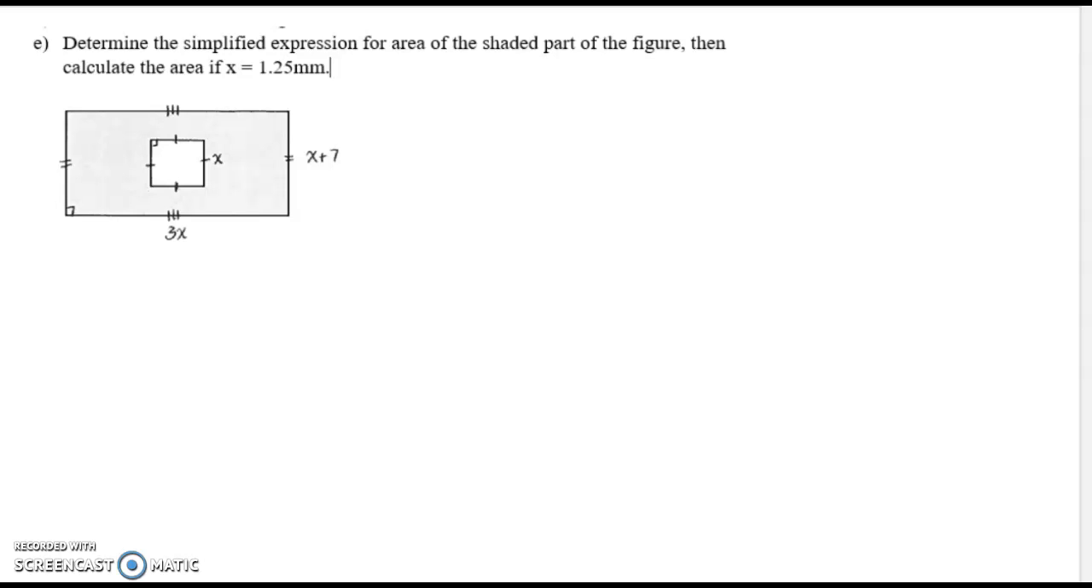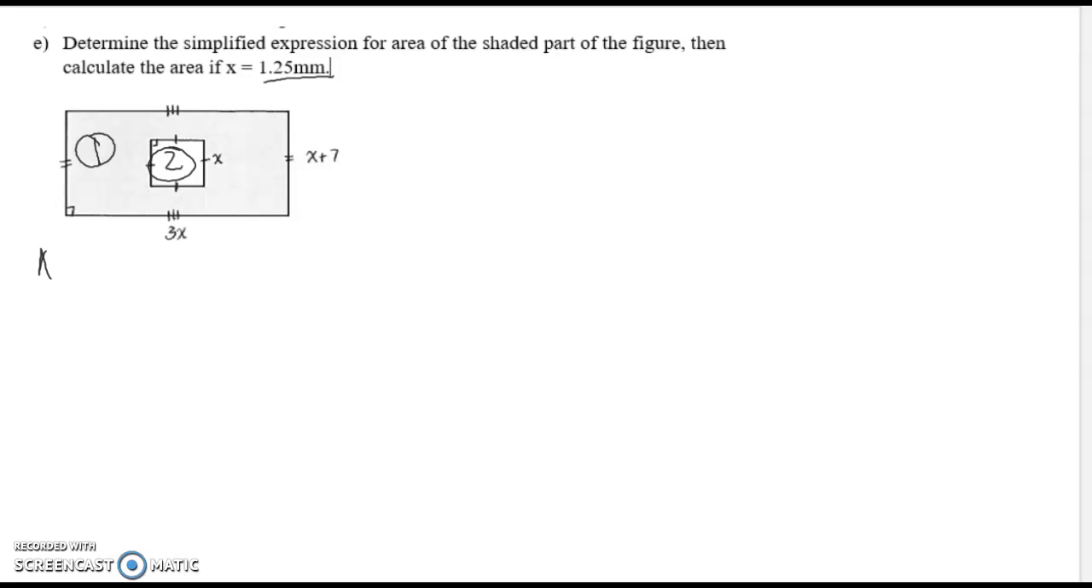Okay, so we're just continuing with this question. Determine the simplified expression for the area of the shaded part of the figure. Then calculate the area if x equaled 1.25 millimeters. Okay, so we're doing the shaded area. We'll call this one number 1, and we'll call this one number 2.